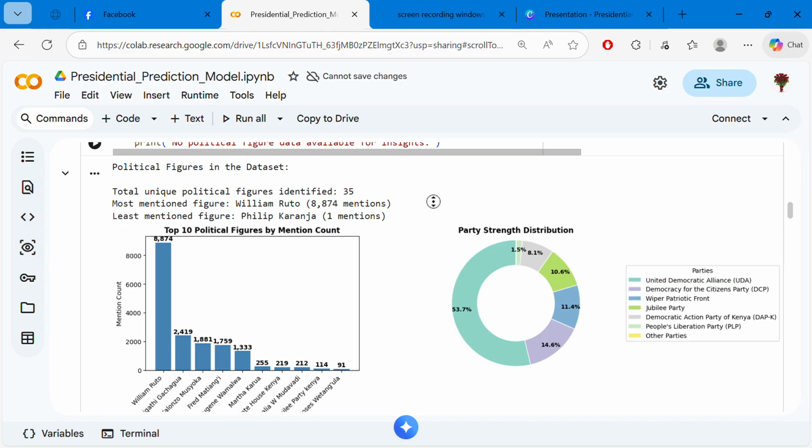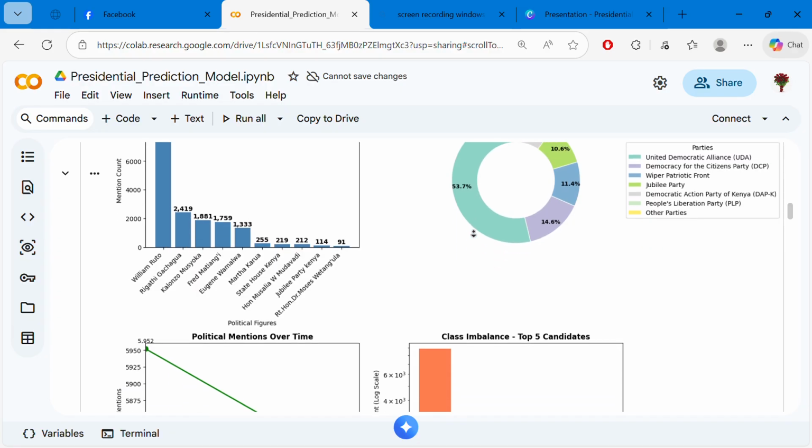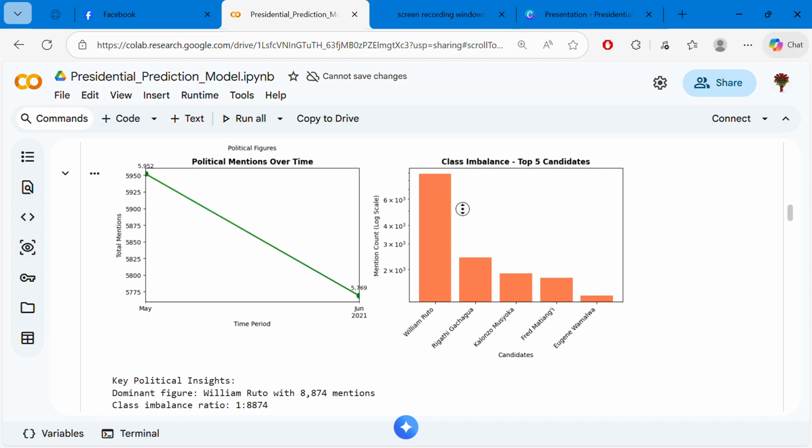Then we went ahead and visualized the party strength distribution. The highest was 53.7%, which was UDA. Since UDA is more popular, it had the highest strength in party distribution. Then we made a visualization on class imbalance, and we saw that William Ruto was very dominant compared to the others. As in the visualization, William Ruto was the dominant figure.